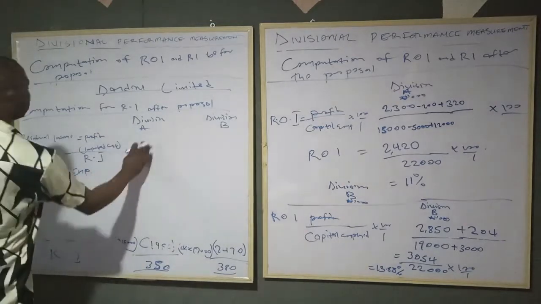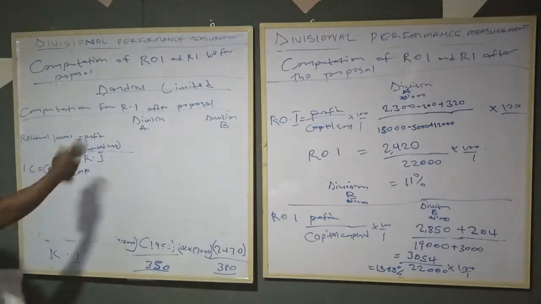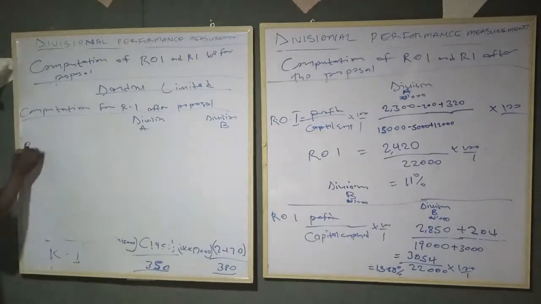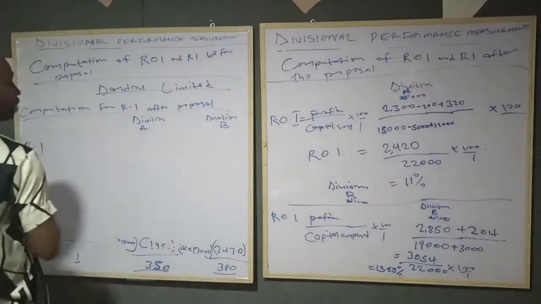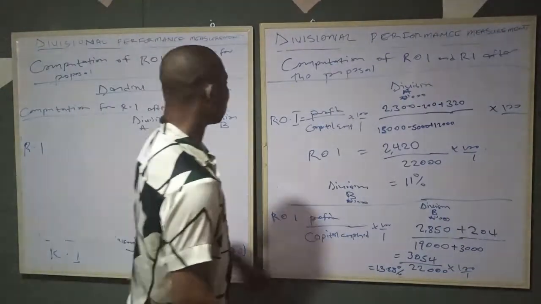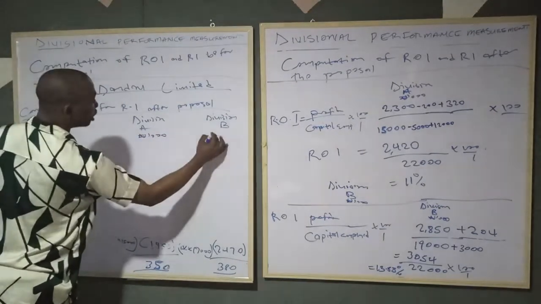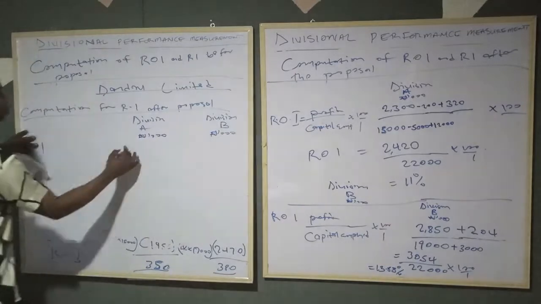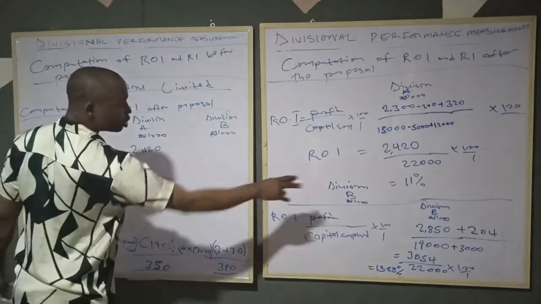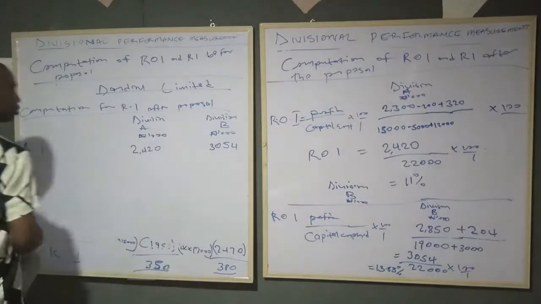So now the profit for division A, I think I've stated this earlier. So profit for residual income, profit for division A after the proposal is how much? Profit for division A after the proposal is 2,420, and for division B is 3,054.